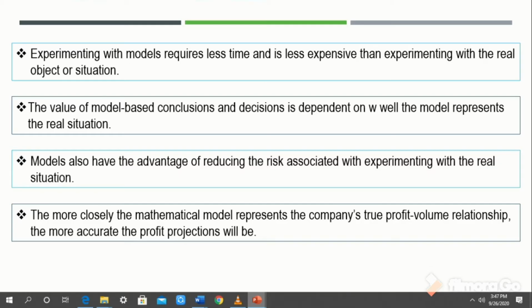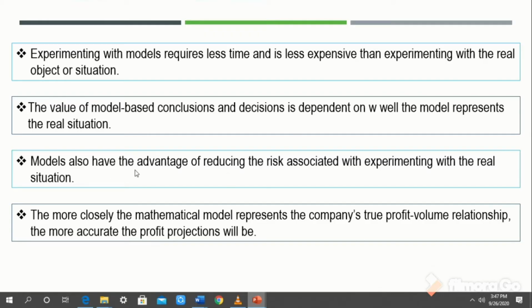So the more closely the model airplane represents the real airplane, the more accurate the conclusions and predictions will be. In our earlier example, the more closely the mathematical model represents the company's profit and volume, the more accurate your profit projections will be.